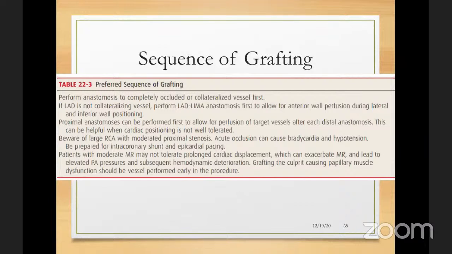A patient with moderate MR may not tolerate prolonged cardiac displacement, which can exacerbate the MR and lead to elevated pulmonary artery pressure and subsequent hemodynamic deterioration. So grafting the culprit vessel causing the papillary muscle dysfunction should be performed early in the procedure.